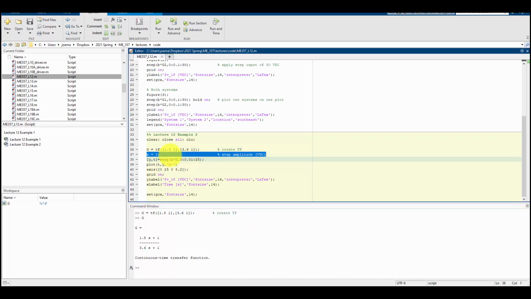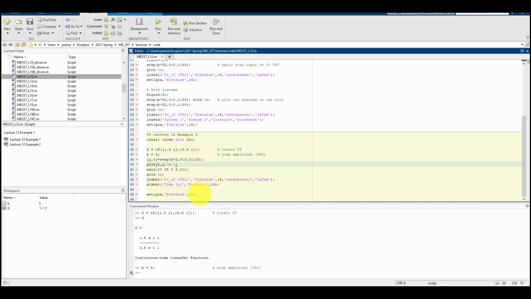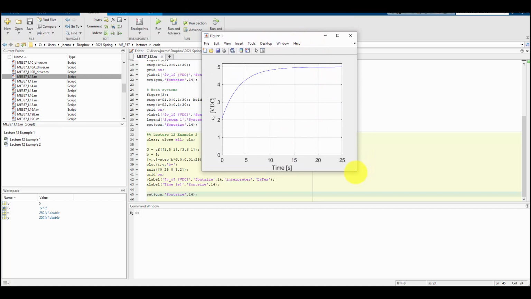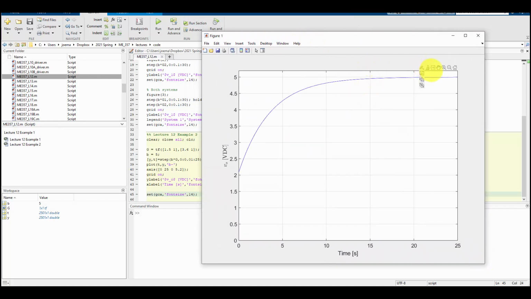And we have a step input of 5 volts DC. So I will enter that. And then we're going to apply that step function. So step of b times g, so our amplitude times the transfer function itself. And I am going to simulate this over 25 seconds. So let's see what this whole thing looks like. All right, so this is our response. Let's see how close we got here.